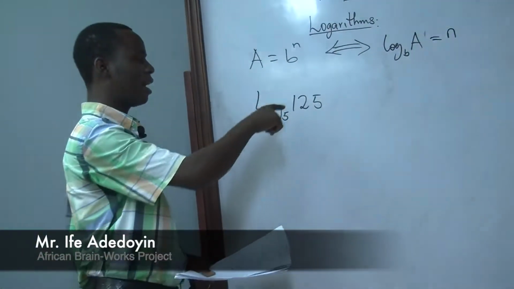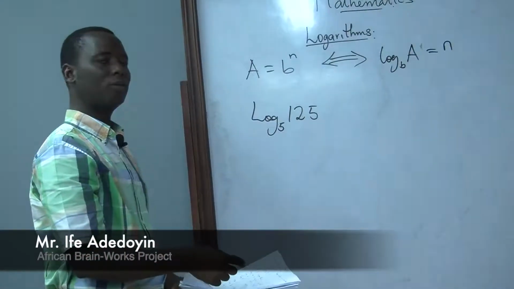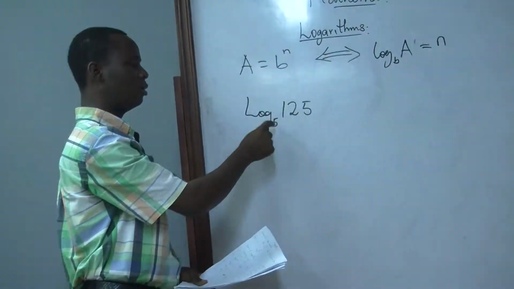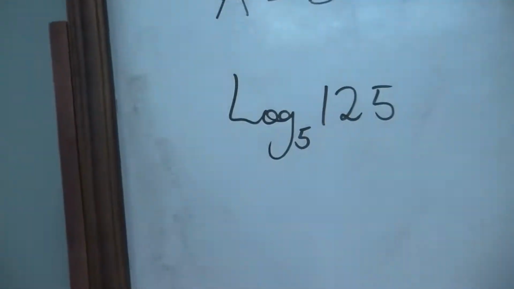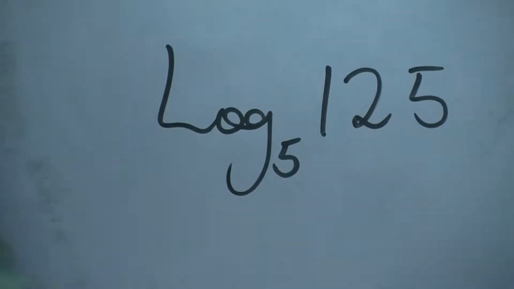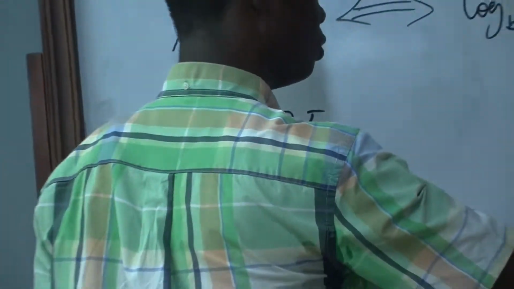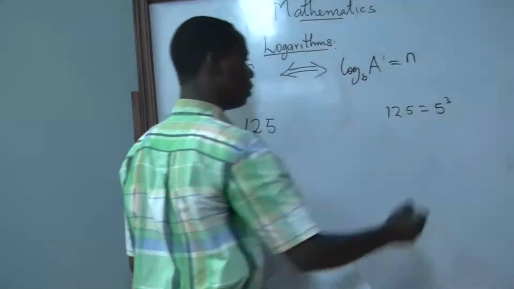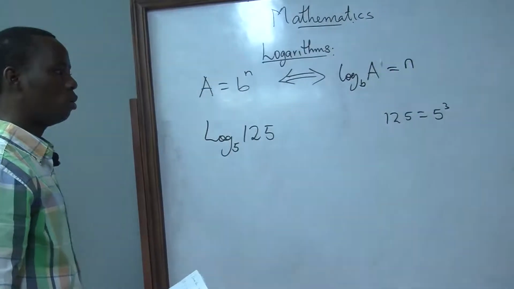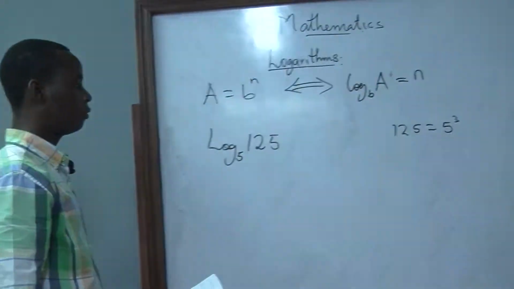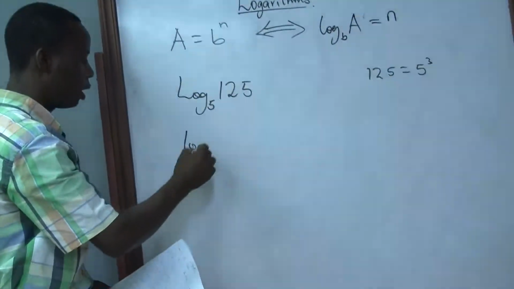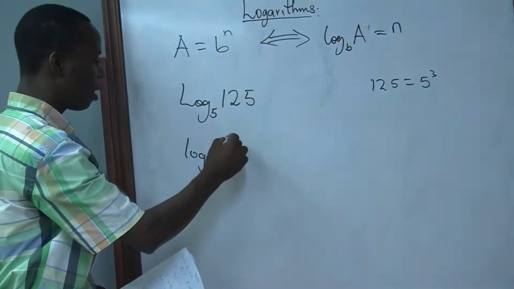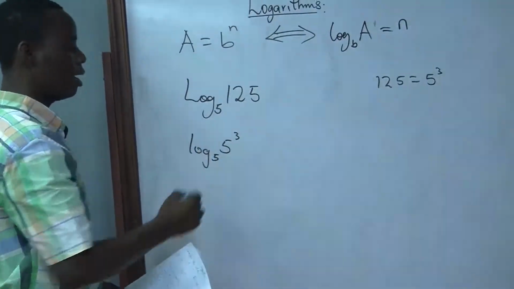seeing how we can express this 125 as a number showcasing this base also. And we know that 125 equals 5 raised to the power of 3. So in that situation, we're going to have log 5 raised to the power of 3 in base 5.